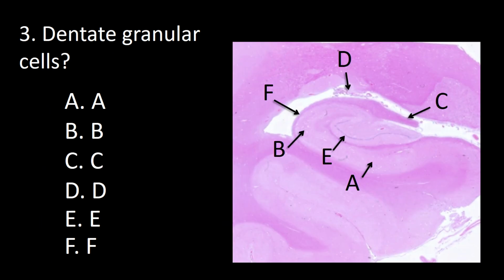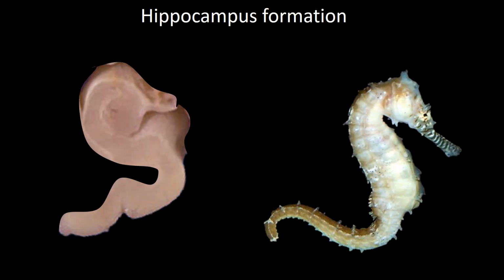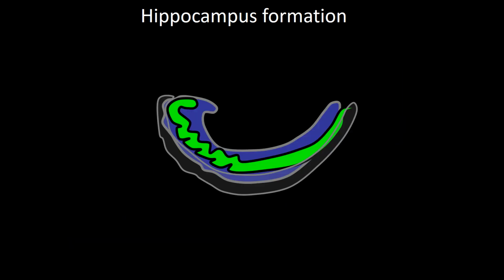Next question. Please take a look at this specimen and choose the letter indicating the dentate granular cells. The hippocampal formation, if dissected in a particular way, looks like a horse sea monster. It is from this appearance that the name derives. This is a schematic representation of the hippocampal formation.